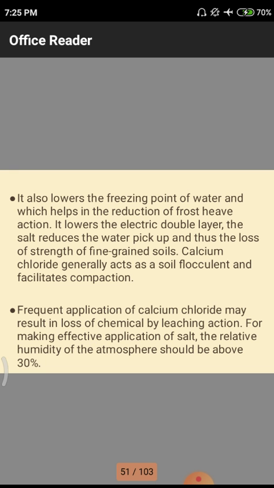Next one is that frequent application of calcium chloride may result in the loss of chemical by leaching action. Normally leaching means a removal layer by layer. For some of the structures we have to observe this leaching action. Why? Because due to the action of frost heave conditions, especially in the rainy season, automatically the water will strike the building surface with a huge amount of force.